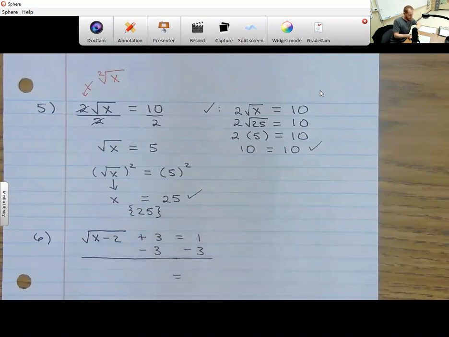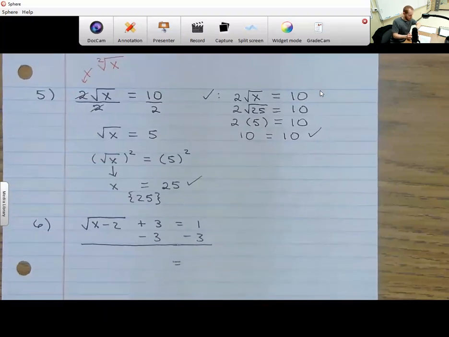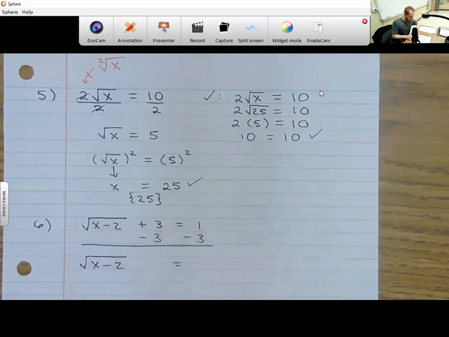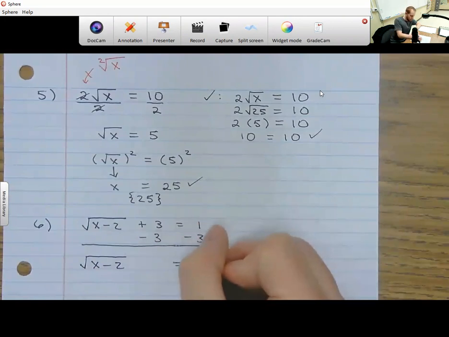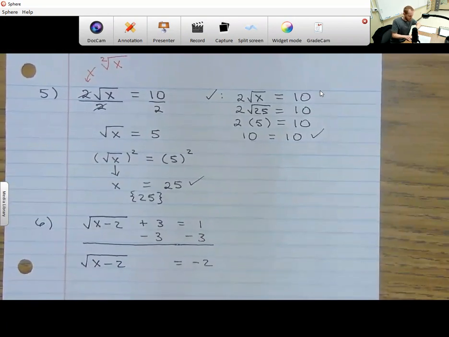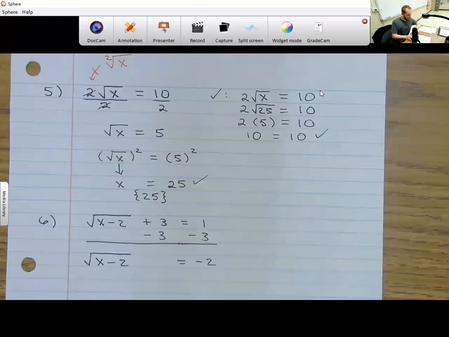So I'm going to subtract 3 from both sides and see what I get. Now over on the left side, the 3 and the minus 3 are going to cancel each other out. So I don't need to worry about those. So the only thing I'm going to have on the left side is the square root of x minus 2. And what happens on the right side, 1 minus 3 is going to give me negative 2. So I get a negative number. Good. All right. So now I've got the square root of x minus 2 by itself.